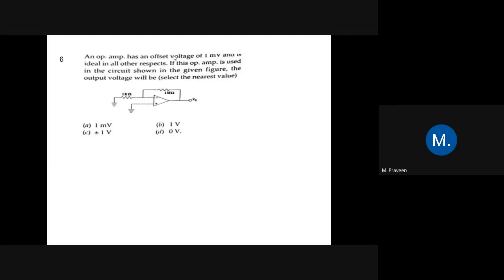An op-amp has an offset voltage of 1 millivolt and is ideal in all other respects. If this op-amp is used in the circuit shown in the given figure, the output voltage will be dash. Four options are given: 1 millivolt, 1 volt, plus or minus 1 volt, and 0 volt. So we have to consider the offset voltage. Here the offset voltage is given as 1 millivolt.